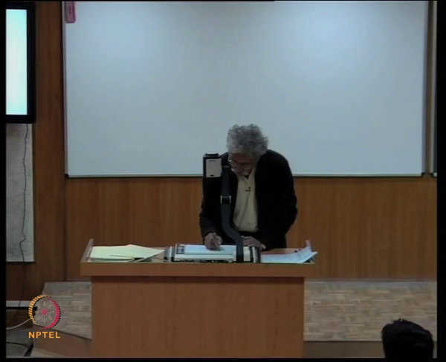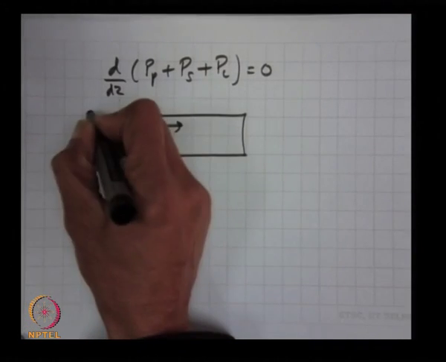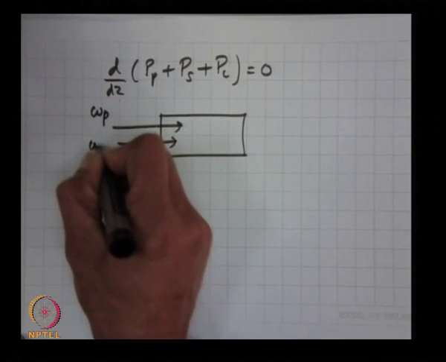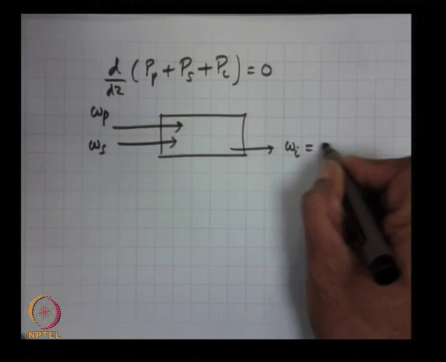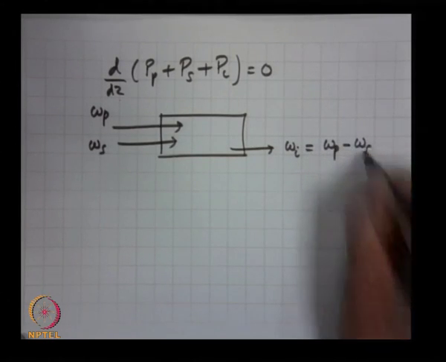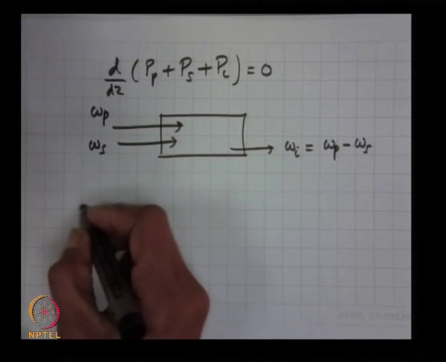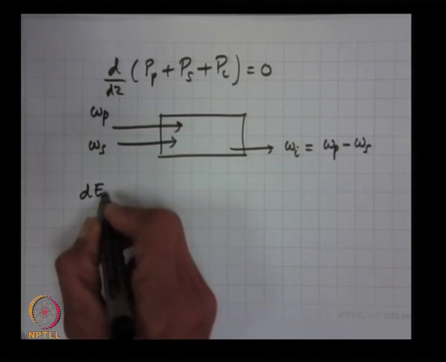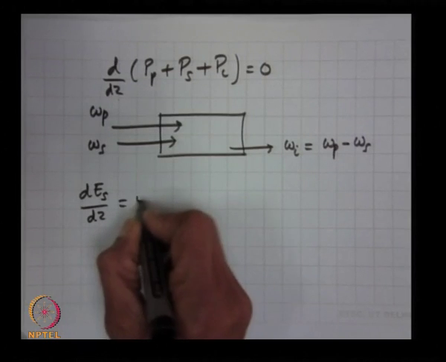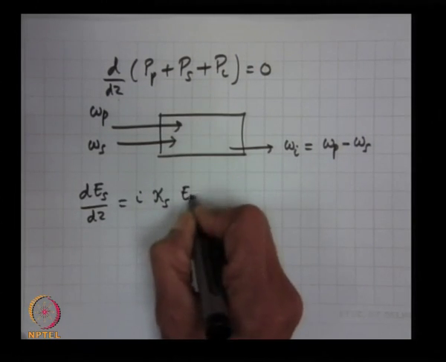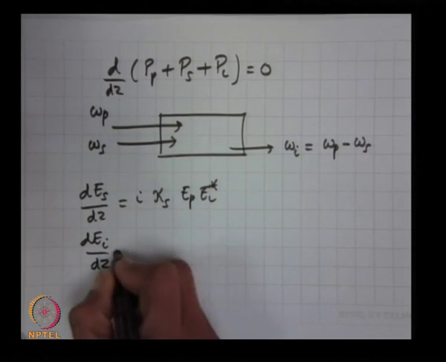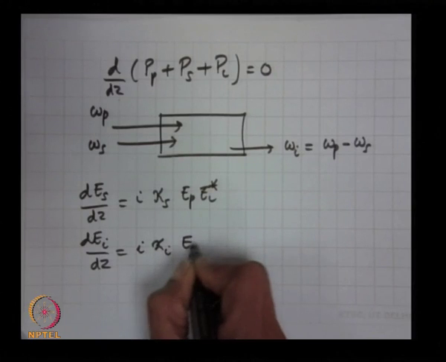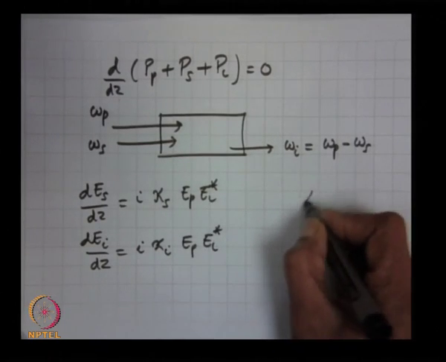Now what we did last time was look at this equation. The problem we started looking at was: I have omega p and omega s, and we are looking at the generation of omega i, which is equal to omega p minus omega s. For this we had to solve these two equations: dEs by dz is equal to i kappa s Ep Ei star, and dEi by dz is equal to i kappa i Ep Es star. This is assuming delta k is equal to 0.